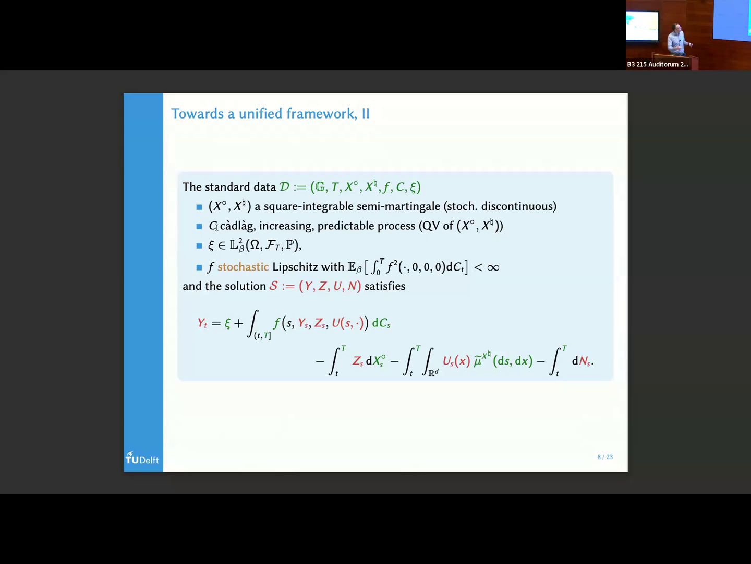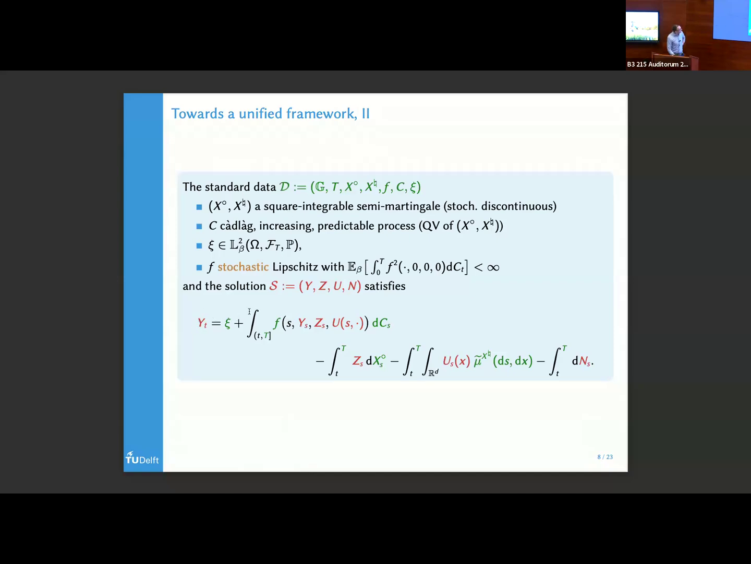Okay, so you have the C process with which you are integrating, which is like the quadratic variation of this part, which is cadlag, increasing and predictable. You have a terminal condition. You have a function here which, depending on exactly the BSDE we are looking at, can also be stochastic Lipschitz. So for some settings, it can be stochastic Lipschitz. And then the equation looks more or less as before.